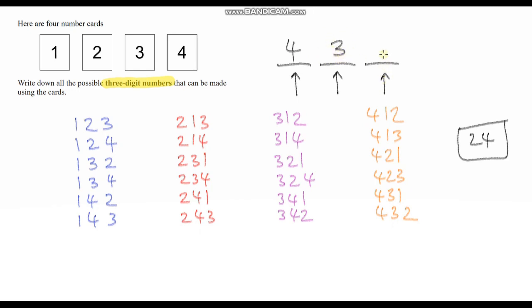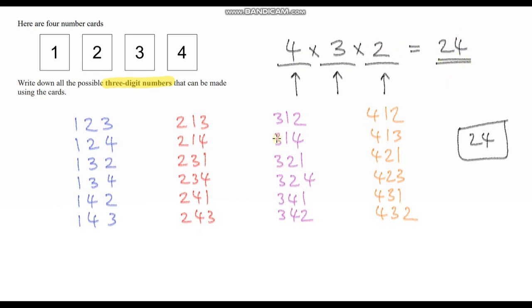And now finally, let's think about the units. How many different options are there? Well, now we've used 2 of the numbers. Now there are only 2 left. So again, if this was 4 and a 1, now we've only got a 2 and a 3 left to choose from. So there's 4 for the first digit, multiplied by 3 for the second digit, multiplied by 2 for the third digit. 4 times 3 is 12, 12 times 2 is 24.